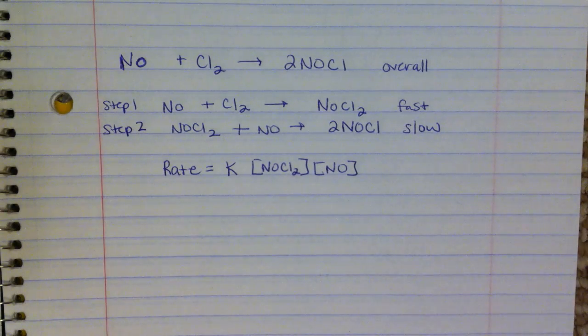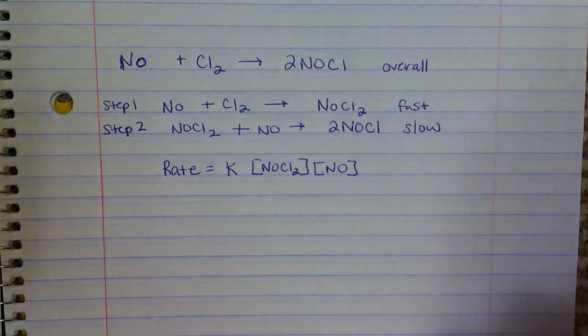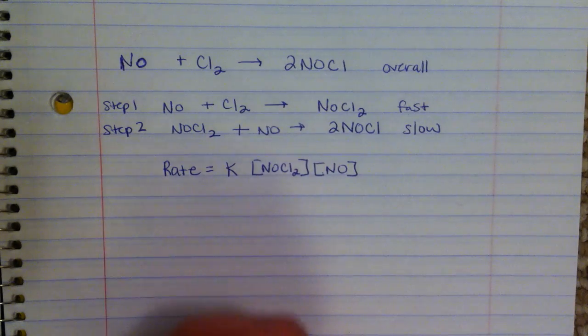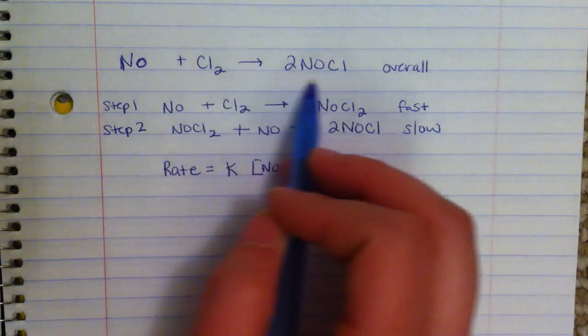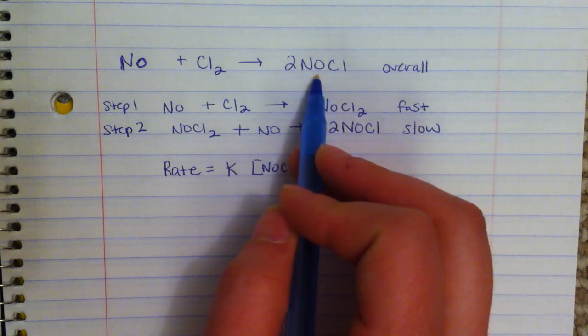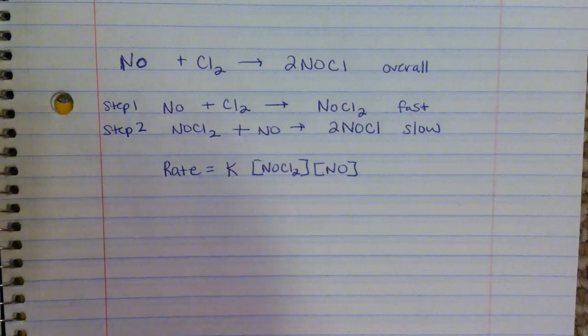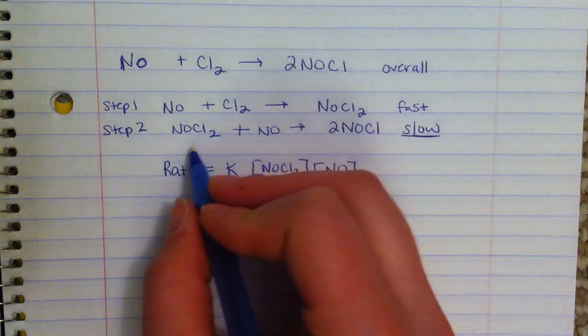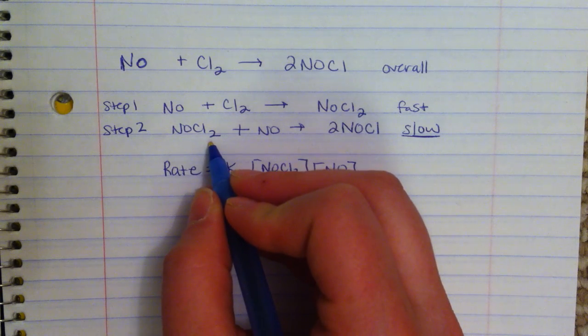So this doesn't come up much in your book, but I've been seeing it on the problems, and I want to show you as my next thing as part of this lecture. You'll see that the overall equation has NO plus Cl2 makes 2NOCl. And we see that in the slow step, the rate determining step, I have this NOCl2.